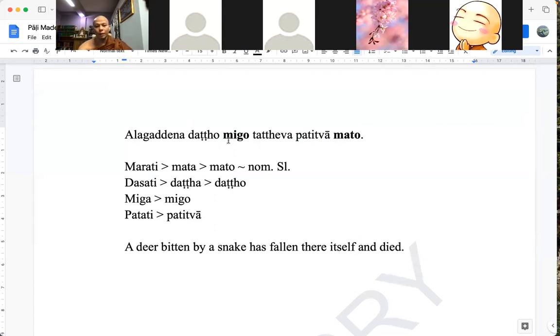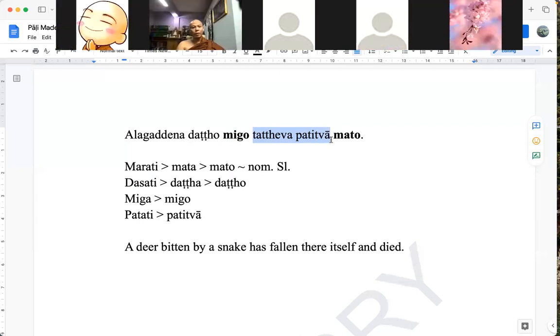So the main sentence is just the subject and the verb. But the subject has the modifier alagadena dato migo, and the verb mato also has another gerund verb and an adverb for that gerund verb, tattheva patitva. In this way the sentence is longer.